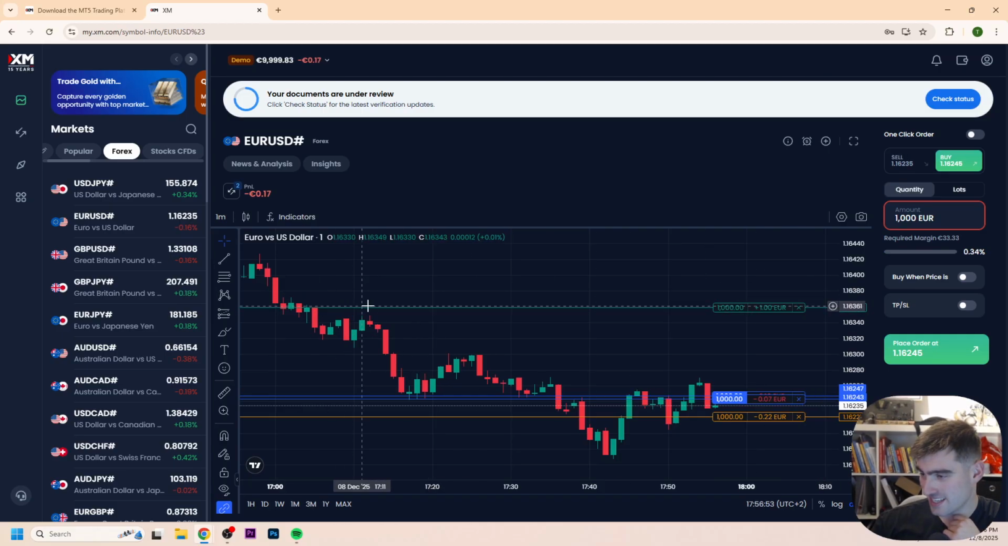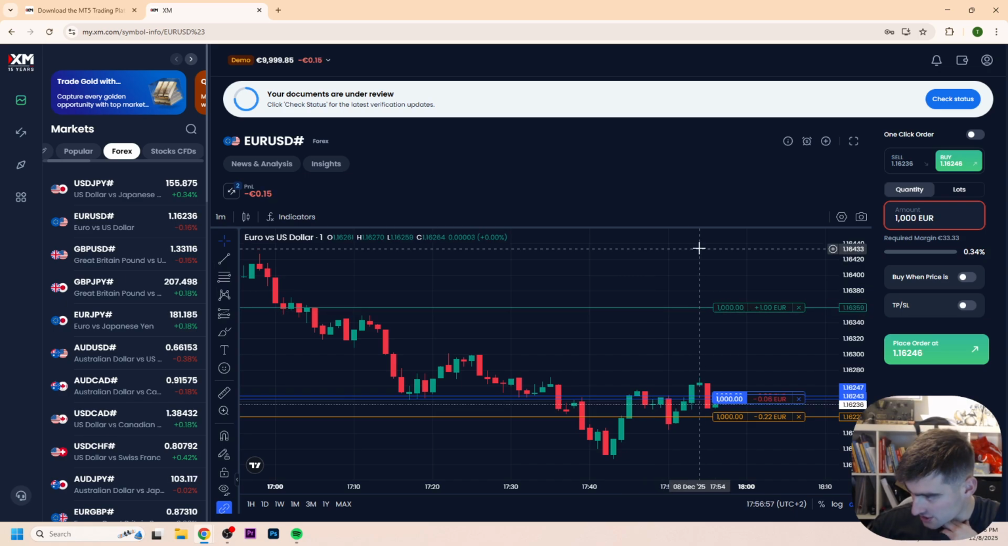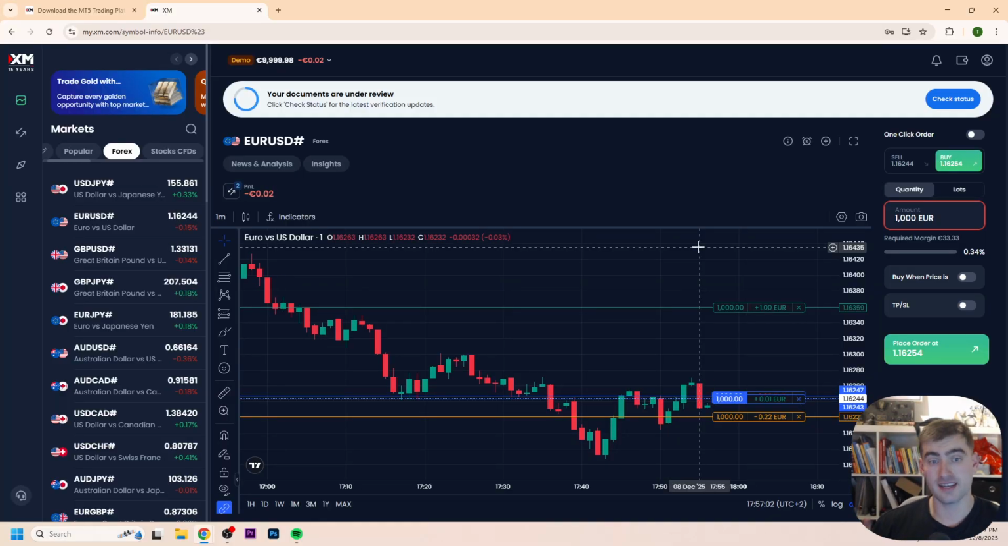And now when it hits this line over here, it will automatically sell our position. So this is how you can set a stop loss or take profit in XM trading.